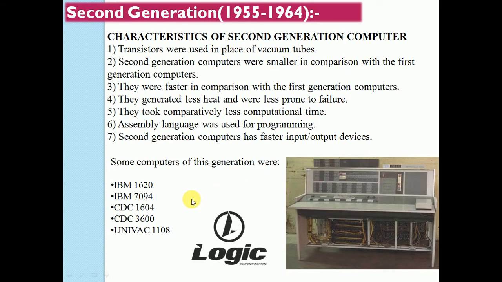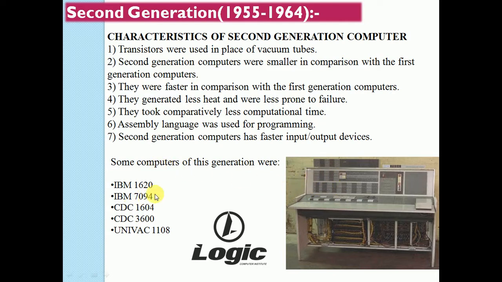Then characteristics of second generation computers. The transistor was used in place of vacuum tubes. Second generation computers were smaller in comparison with the first generation computers. Third, they were faster in comparison with the first generation computers. Fourth one, they generated less heat and were less prone to failure. Fifth one, they took comparatively less computational time. And six, assembly language was used for programming, and second generation computers had faster input output devices.